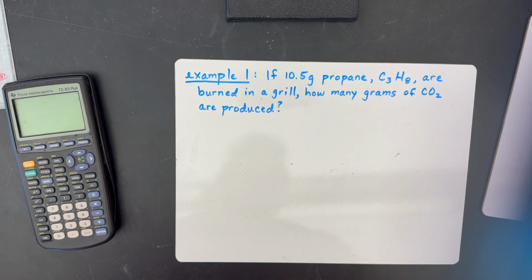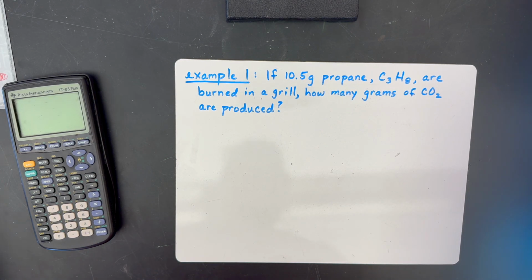Here's our example problem. If 10.5 grams of propane, which is C3H8, are burned in a grill, this is the stuff that you use when you turn on the gas on your gas grill and fire it up and cook some burgers, how many grams of carbon dioxide are produced?